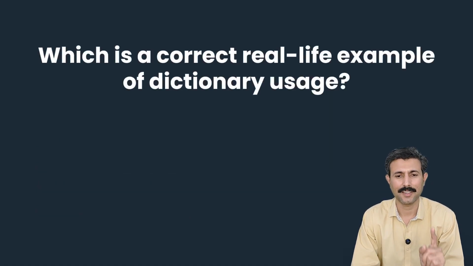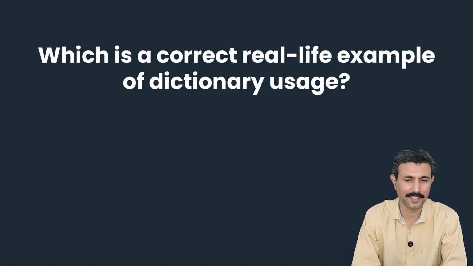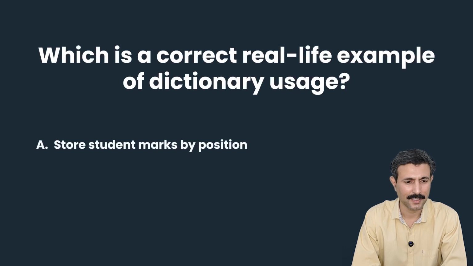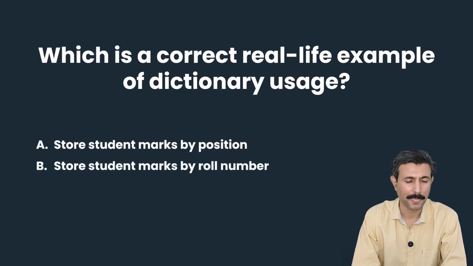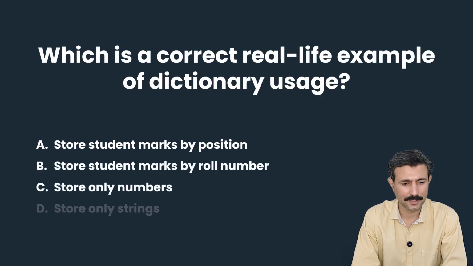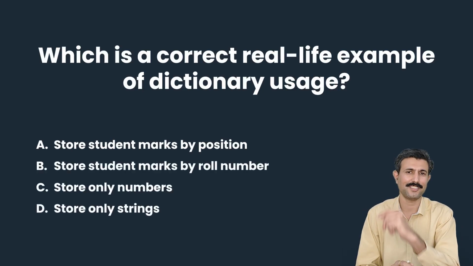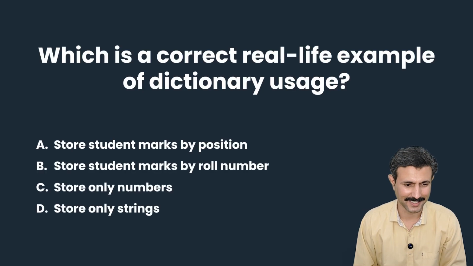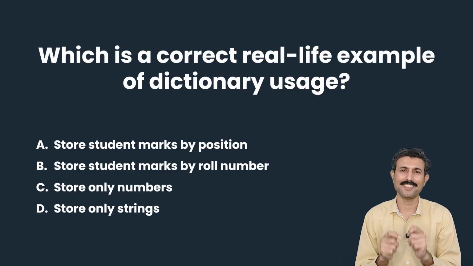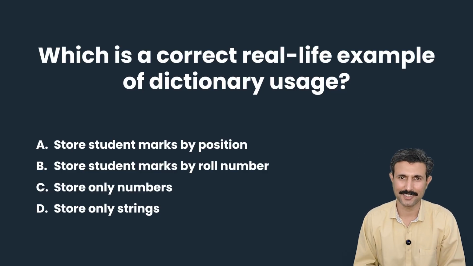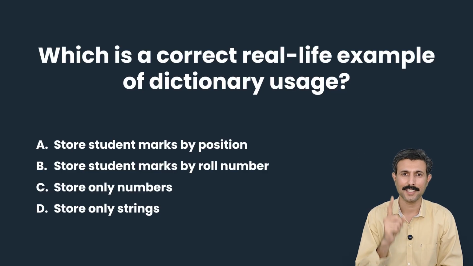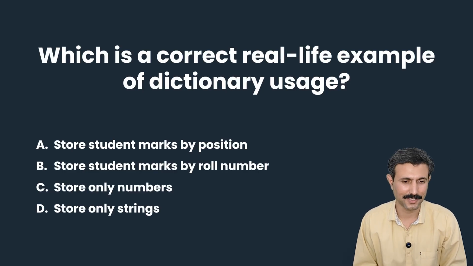Which is a correct real life example of dictionary usage? A, store student marks by position. B, store student marks by roll numbers. C, store only numbers. And D, store only strings. Now this is really fantastic. You need to logically understand dictionary in order to answer this. So if you have understood it properly, then only you would be able to answer this.